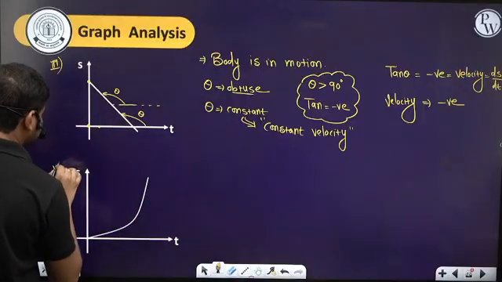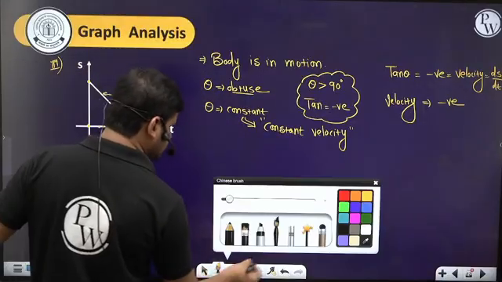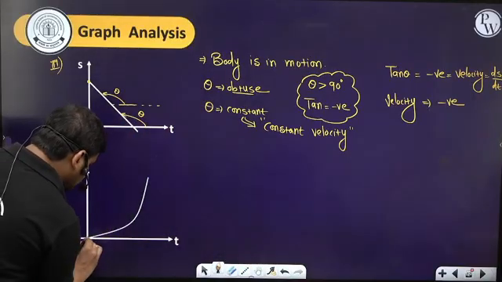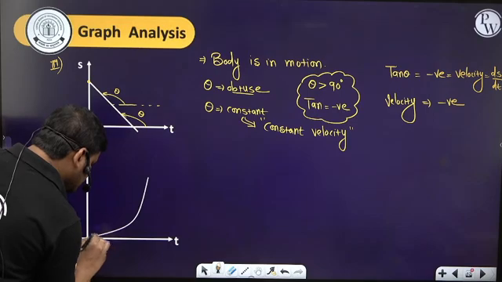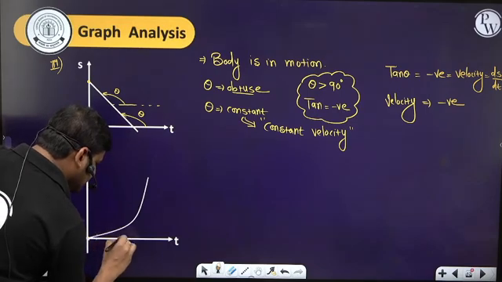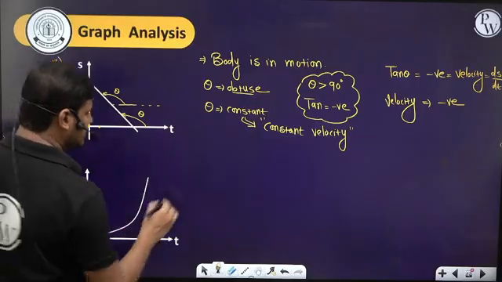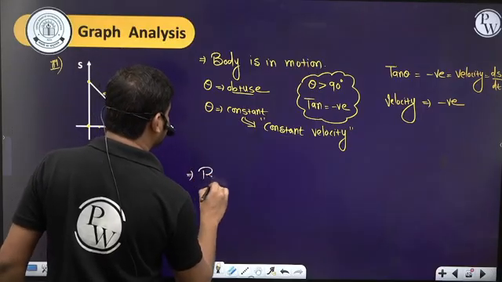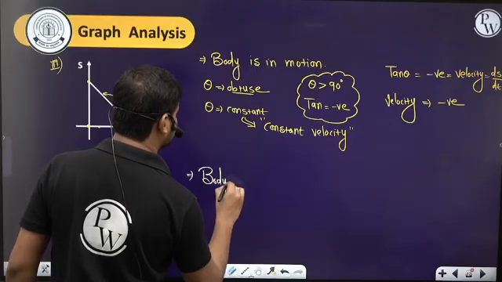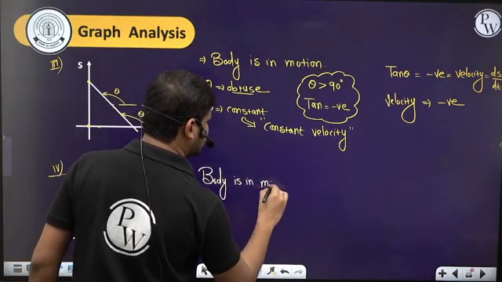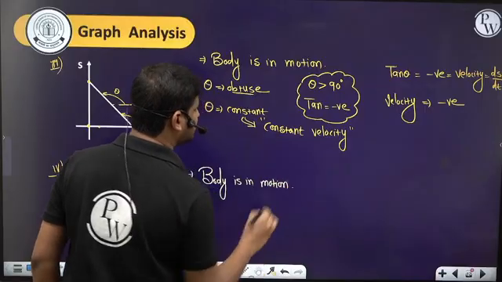So let's analyze the fourth curve. The first thing is whether the body is in motion or at rest. At time t equals 0, the body is here. At t equals 1, the body is here. At 2 the body is here, 3 here, 4 here, 5 here, 6 here, 7 here. Like that, the body is in motion. The first conclusion: the body is in motion because its position is changing with respect to time.